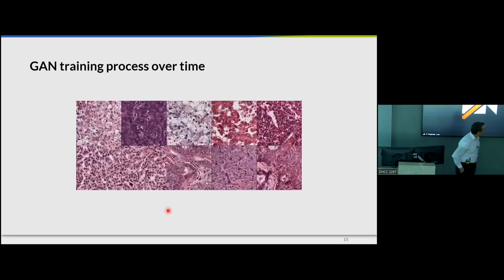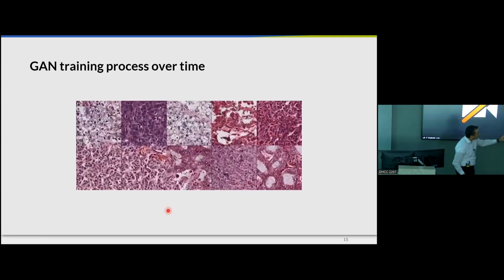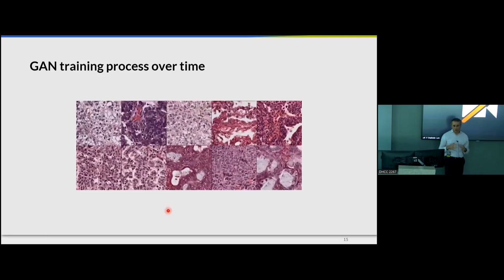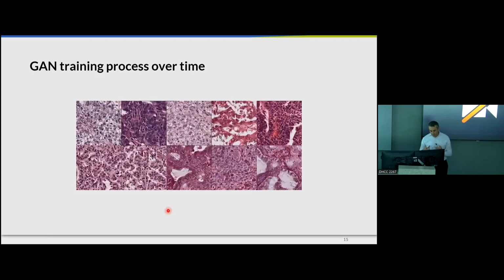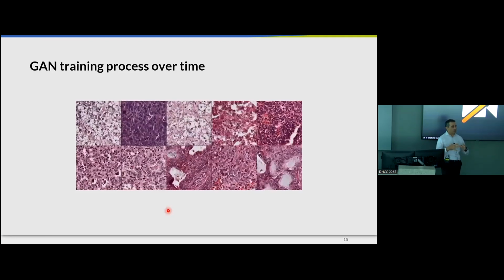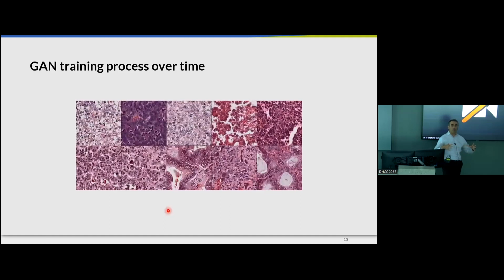Hopefully it will stop at some point. But as you can see, as it goes forward, it makes the images better. What we do is gradually increase the capacity of the model, otherwise we cannot really train these models. That's why we call it progressively growing the GAN model.